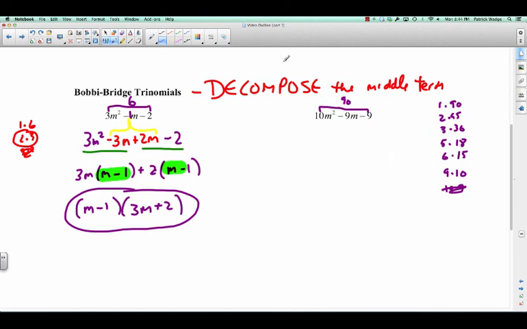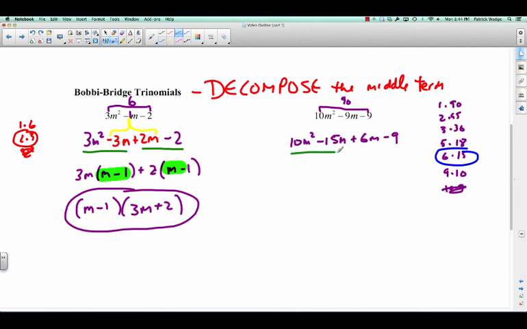Which ones subtract to 9? I believe it is these ones, subtract to 9. So we're going to rewrite the first term, 10m squared. Now we have to decompose this -9m. So how are we going to do that with these two numbers? Again, you want to have more negatives, so it's going to be -15m, and then you're going to have to add the 6m. -15 plus 6 is -9. It worked. And rewrite the last term.